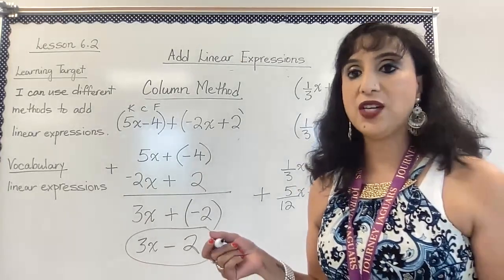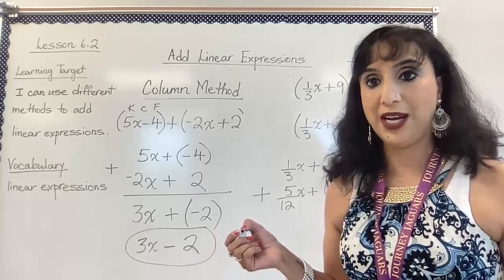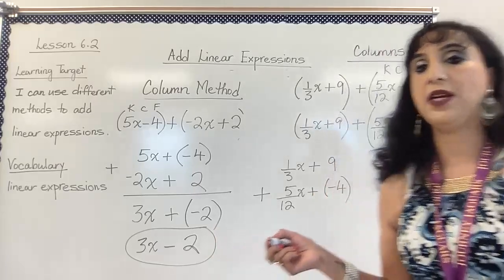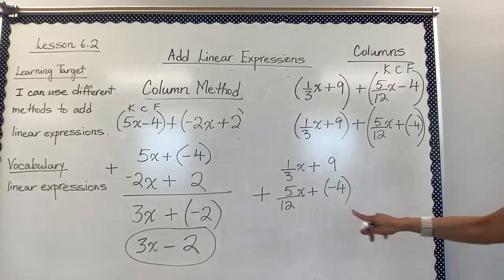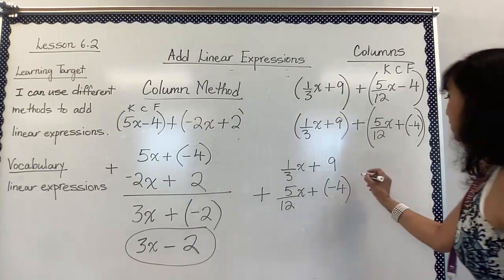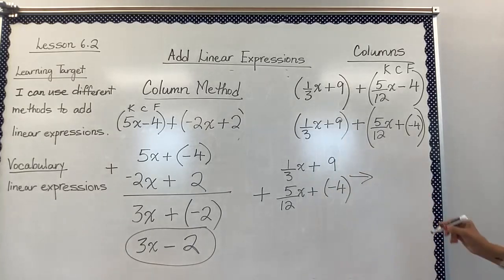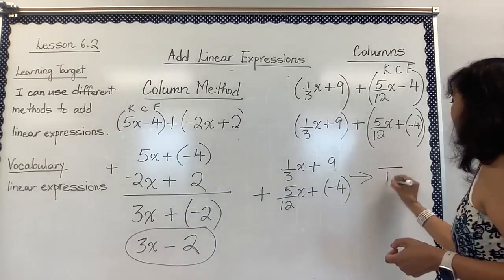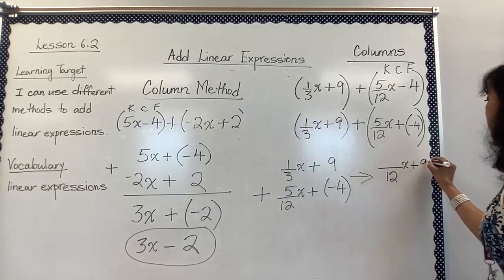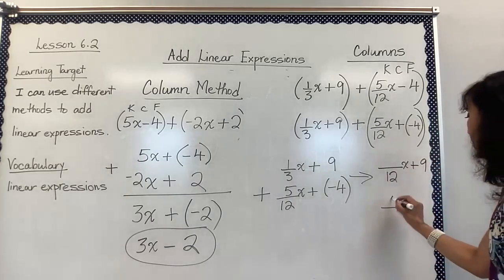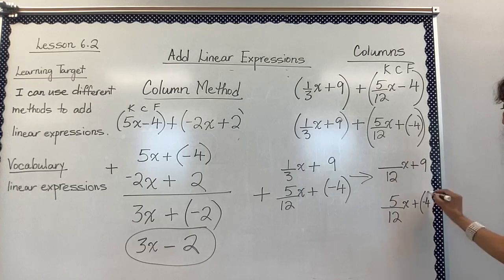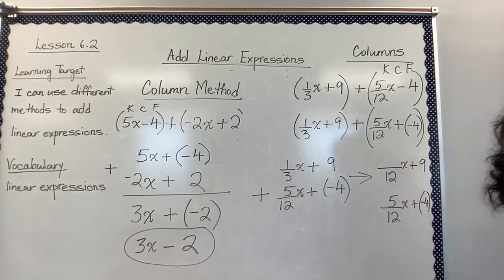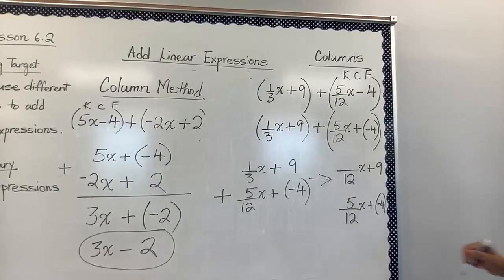But if I'm looking at the fractions, I can see that they do not have common denominators. So the next step is to find a common denominator. And by looking at 3 and 12, I know that my common denominator is going to be 12. So I'm just going to do this so I can show you what I'm doing. So 1/3, how do I get 12? I've got to have the same common denominator, and this is plus 9. And then of course this is already 5/12x plus -4.